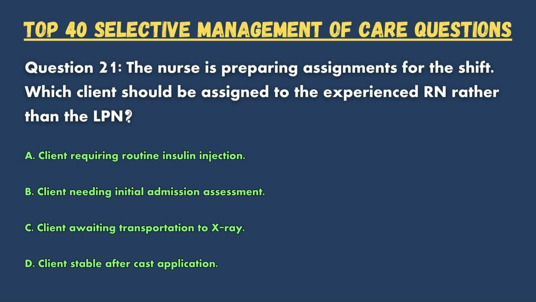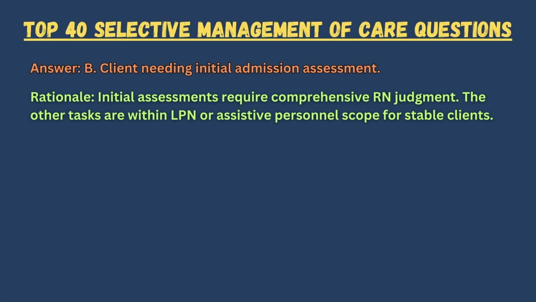Question 21. The nurse is preparing assignments for the shift. Which client should be assigned to the experienced RN rather than the LPN? A. Client requiring routine insulin injection. B. Client needing initial admission assessment. C. Client awaiting transportation to X-ray. D. Client stable after cast application. Answer: B. Client needing initial admission assessment. Rationale: initial assessments require comprehensive RN judgment. The other tasks are within LPN or assistive personnel scope for stable clients.